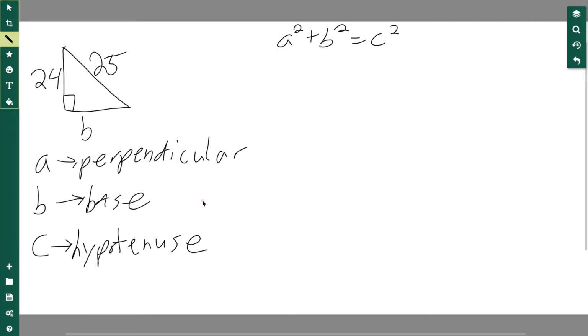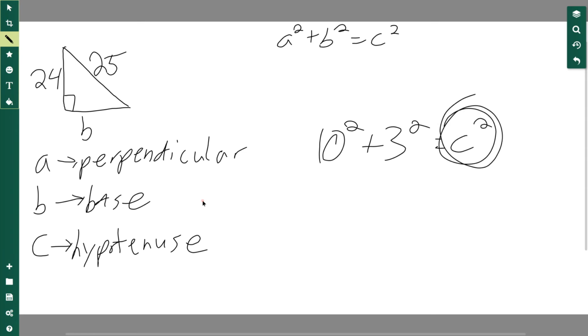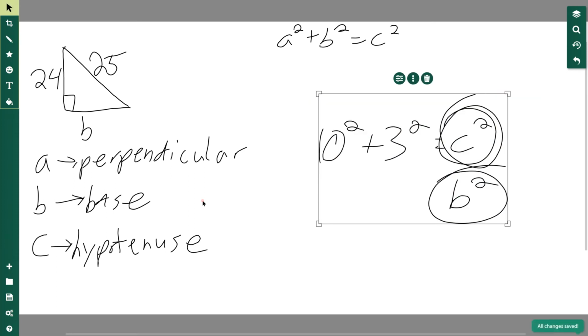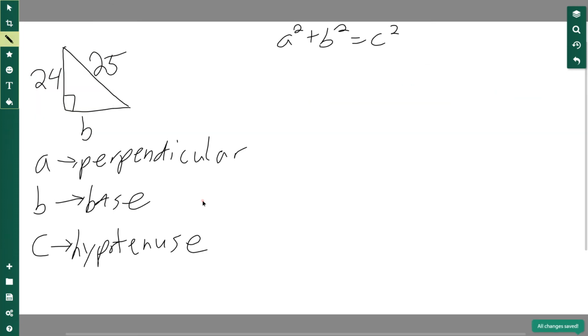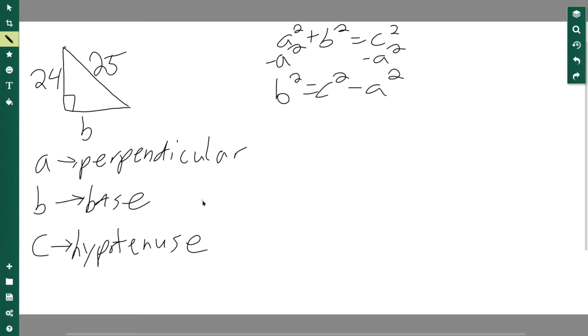So when we solved for c in that last problem, we had c squared right on the end here. So because now we're solving for b, we're going to want b squared on its own. So the way we can do that is we can subtract a squared from both sides here. And that gives us b squared equals c squared minus a squared. So now we have this b squared on its own, which is what we want.